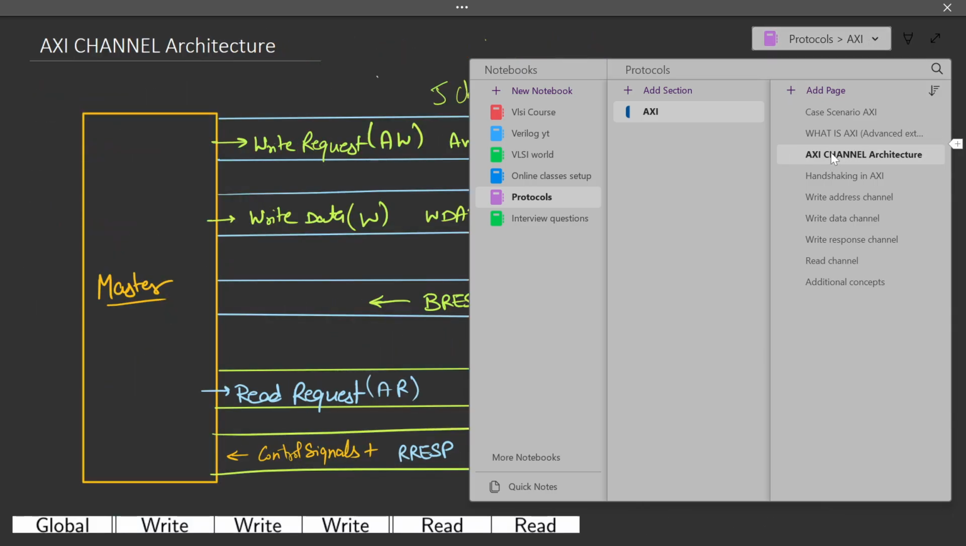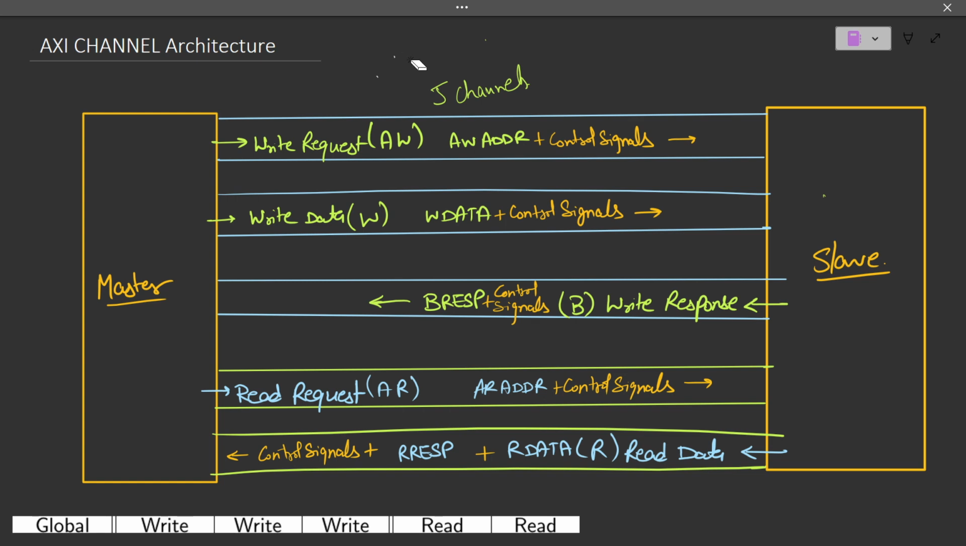Next, we have our AXI channel architecture. How is AXI made internally? Between master and slave, AXI supports 5 channels. Channel number 1 is what we call the write request channel. It is denoted by the AW prefix. Via this write request channel, we send the address, with some control signals, where we want to write the data.